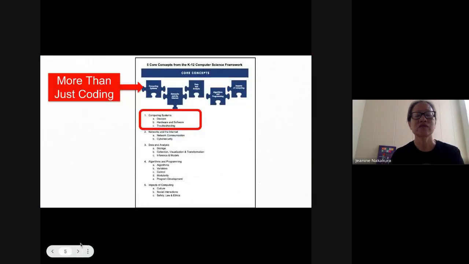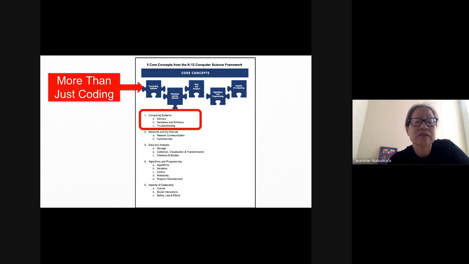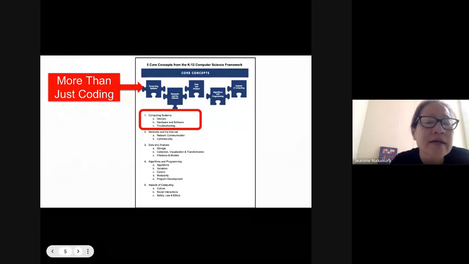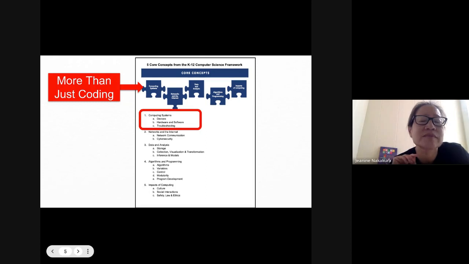So last time we covered the 5 core concepts. We gave an overview. So this time we're going to go into more detail into the first core concept, which is computing systems. Computing systems consists of devices, hardware and software, and troubleshooting.